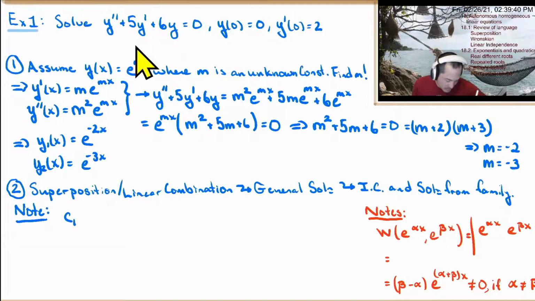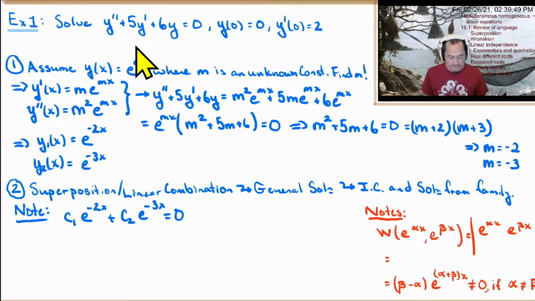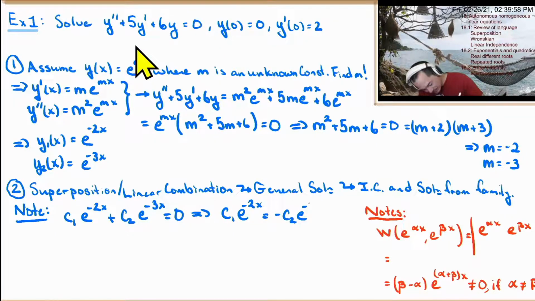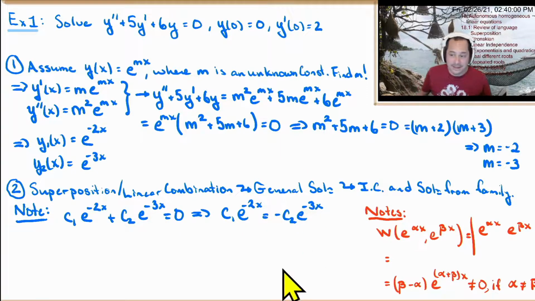We want to notice, if I set c1 e to the -2x plus c2 e to the -3x equal to 0, then if I want to solve that equation, I get c1 e to the -2x is equal to -c2 e to the -3x. And then the question comes up, can you find a function c1 so that this e to the -2x will ever be equal to this e to the -3x over here?